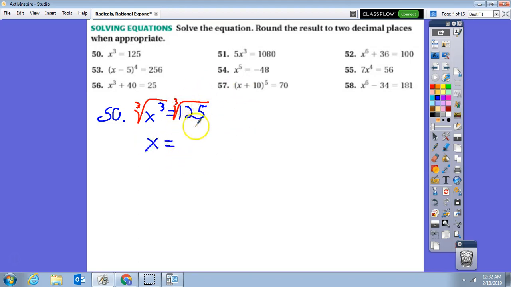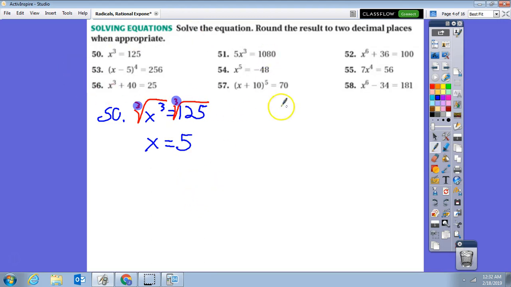Then the cube root of 125, you can either use your calculator to help you find, or you can just remember that 125 is actually a perfect cube, 5 cubed. Or 5 times 5 times 5 is 125. So the answer would be 5. Notice that this is an odd root. Anytime we have an odd root, we talked about how you don't have to worry about putting a plus or minus, because negative 5 cubed would not be positive 125.